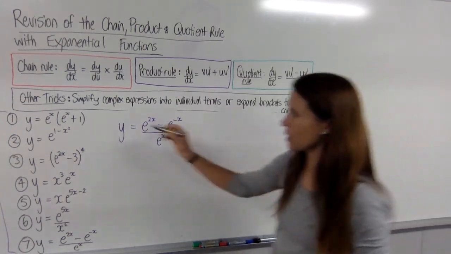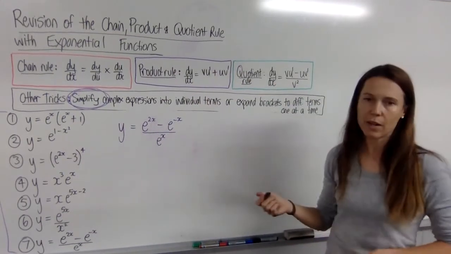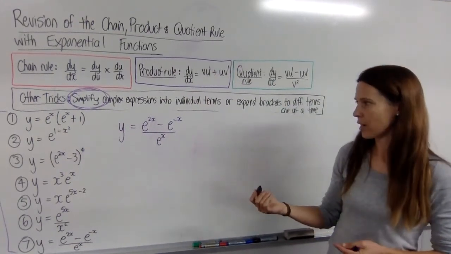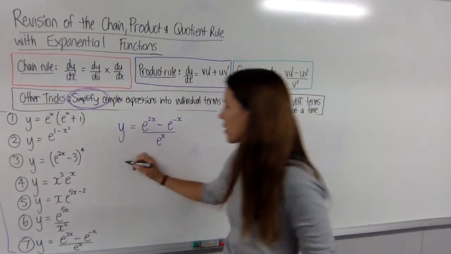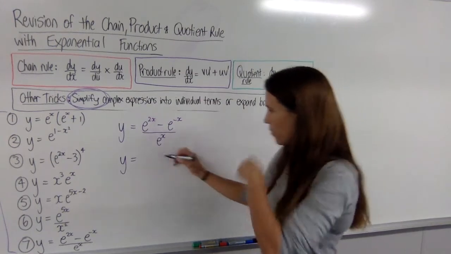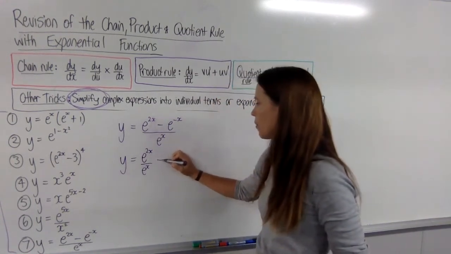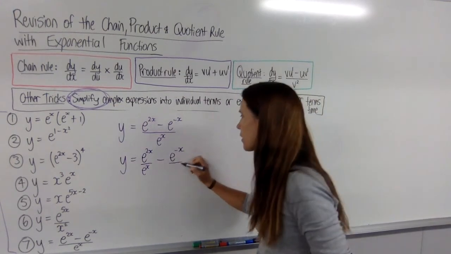So before you start, remember your other tricks. If you can, play around with y and simplify it before you differentiate and find dy dx. So here I'm going to start by just rewriting y, but splitting it up into two separate fractions. I've got e to the 2x over e to the x minus e to the minus x over e to the x.